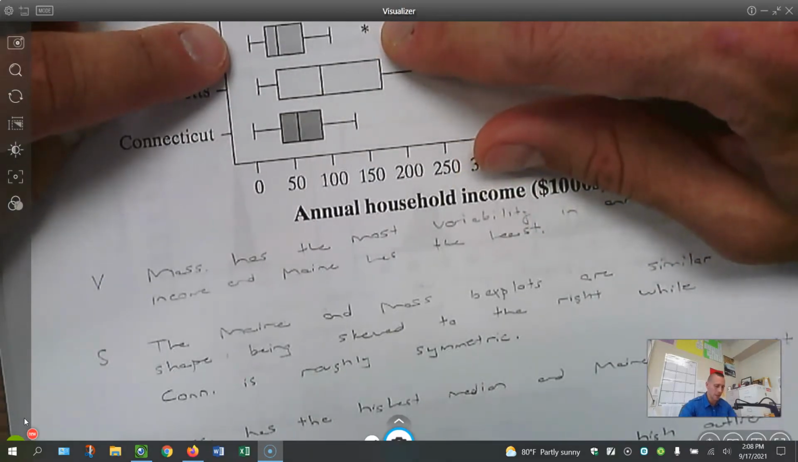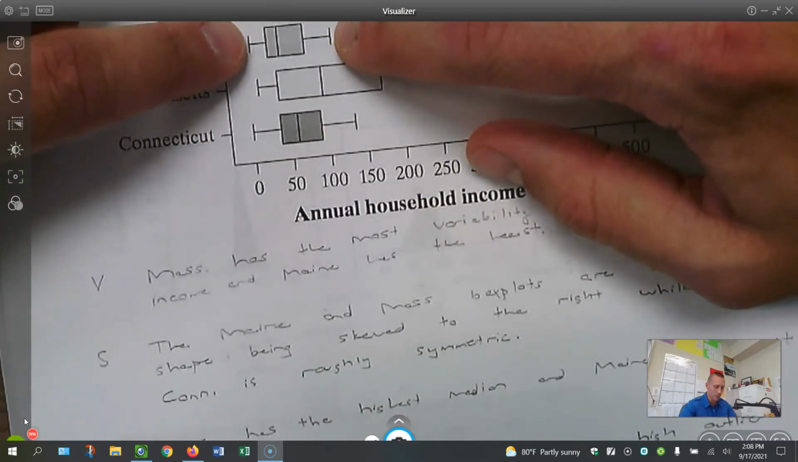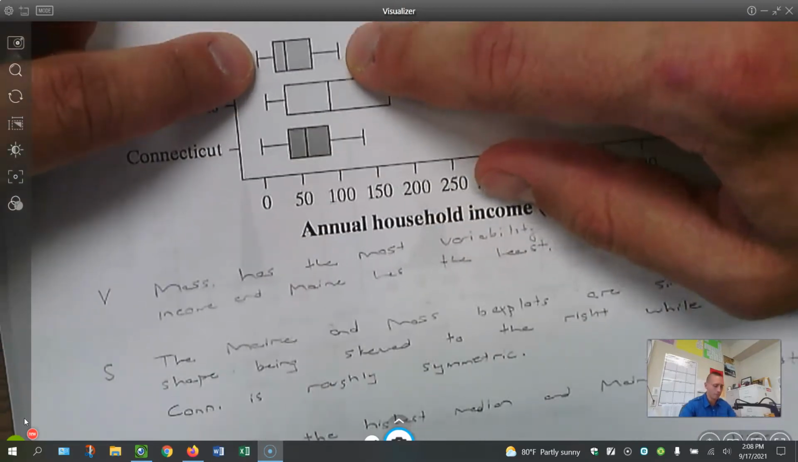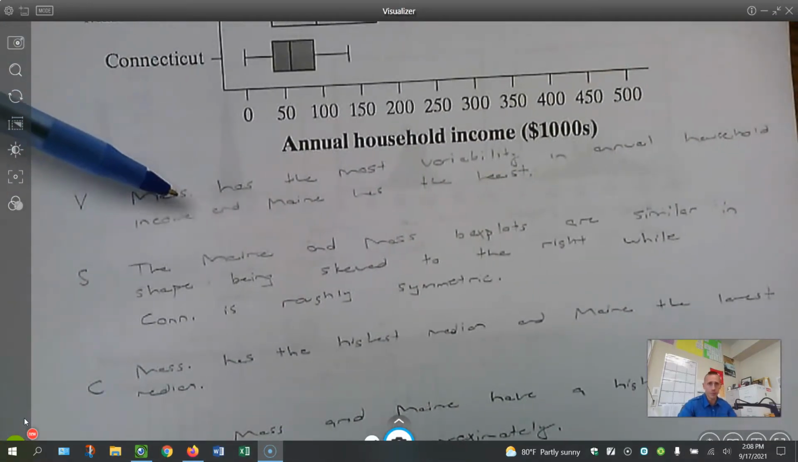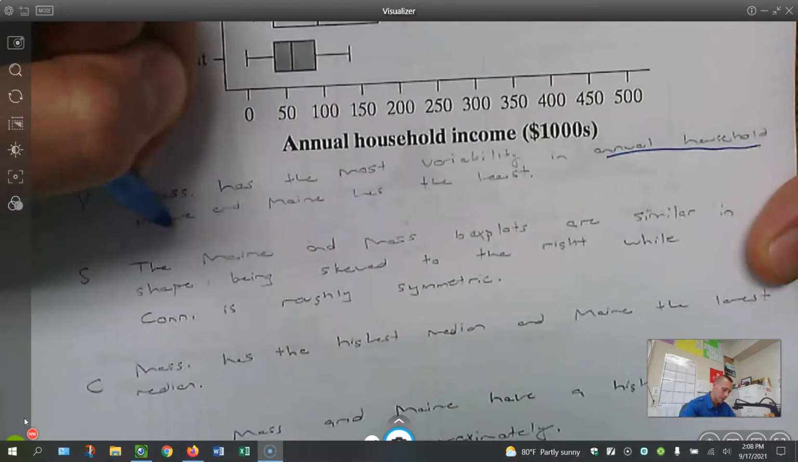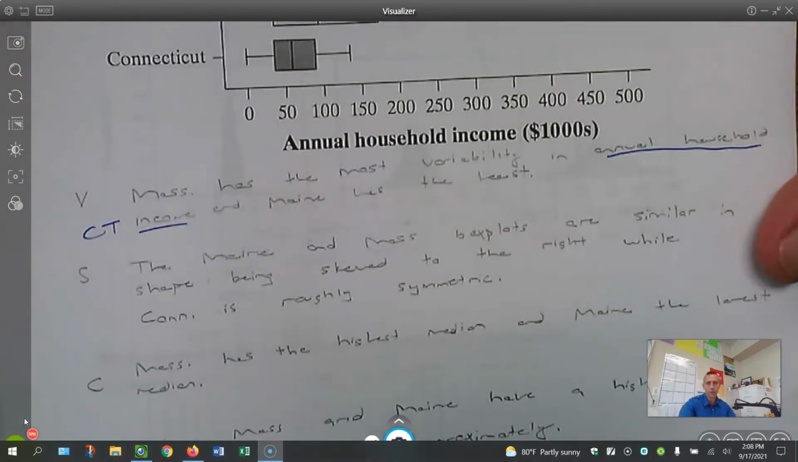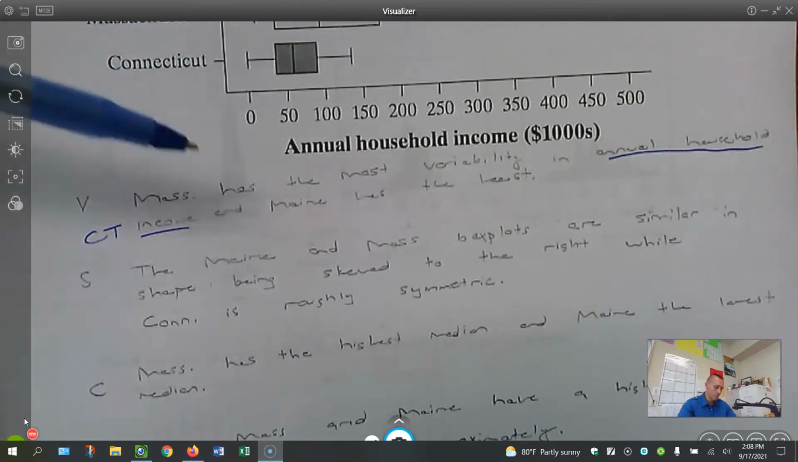Yes, it has this outlier, but the IQR is a little bit smaller than Connecticut, and without the outlier, we also do have a little bit less variation. So the statement would be something along the lines of Massachusetts has the most variability in annual household income. When I talk about annual household income here, that's the context I'm looking for, and Maine has the least. Like we talked about in class, you could say Massachusetts has the most or more than Connecticut, and Connecticut has more than Maine. That would work as well.